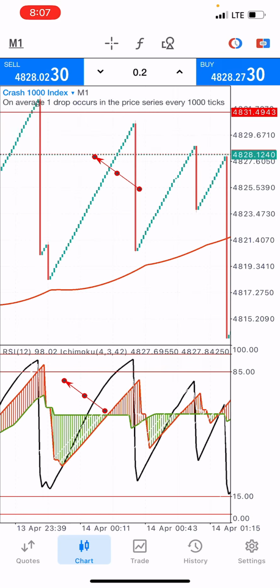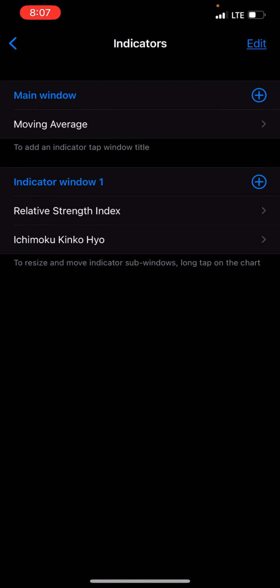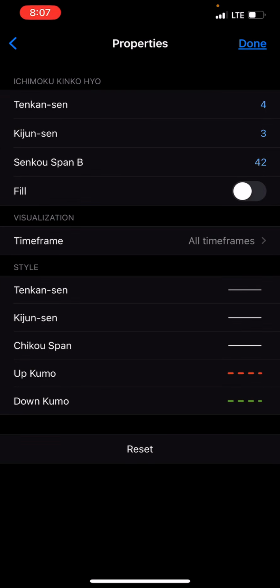After that, we go back again and we are adding the Ichimoku. Tenkan Sen is 4. Kijun Sen is 3. Senkou Span B is 48. Don't fill this place, leave it like that. And we have the Tenkan Sen is white. Kijun Sen is white. Chikou Span is white.